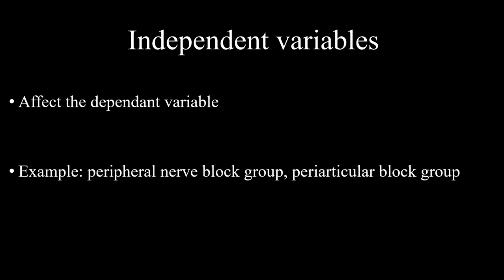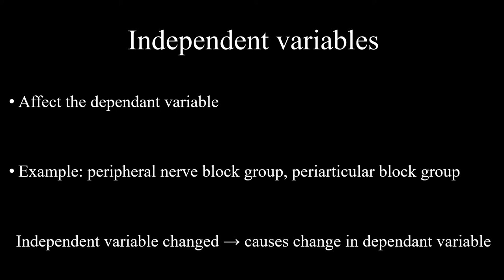Independent variables are those which affect the dependent variable. For example, a peripheral nerve block group of patients and a periarticular block group of patients. When the independent variable is changed, it causes a change in the dependent variable, hence its name.